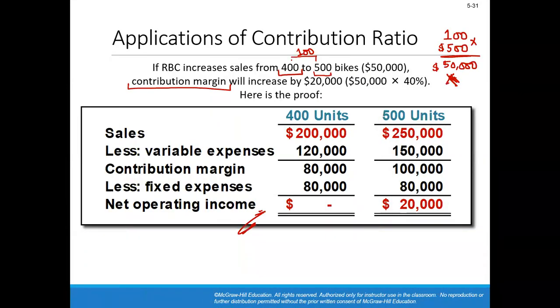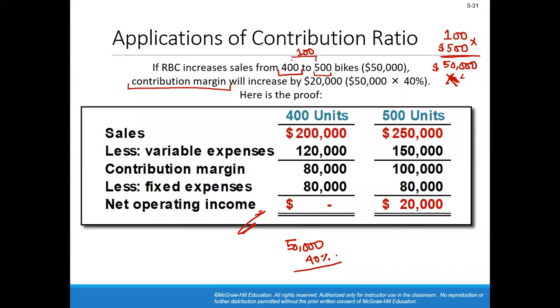Okay, let me write here: $50,000 is our incremental sales. If we multiply this by our contribution margin ratio, not contribution margin, 40%.